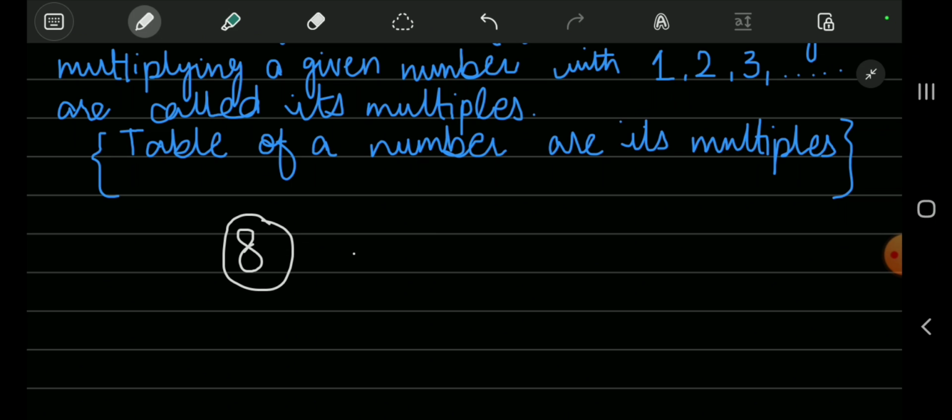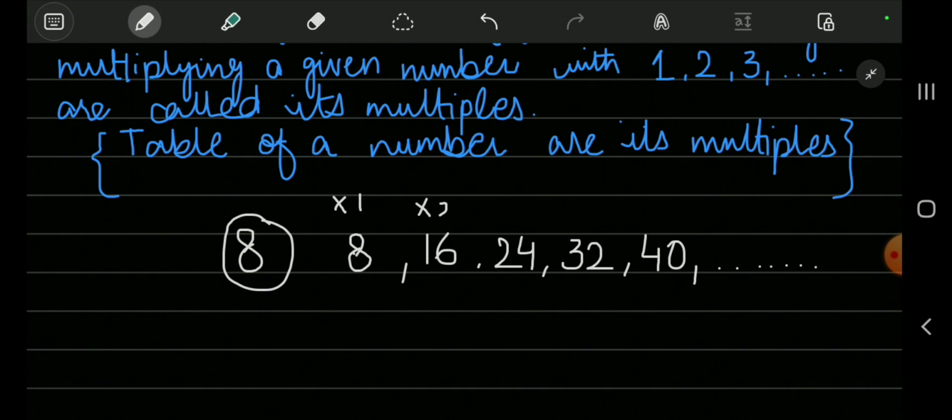8 1 times is 8, 8 2 times is 16, 8 3 times is 24, 8 4 times is 32, 8 5 times is 40, and so on. So these all are the multiples. How do you get them? By multiplying it with common numbers, natural numbers, or you can say the table of 8 is called multiples.